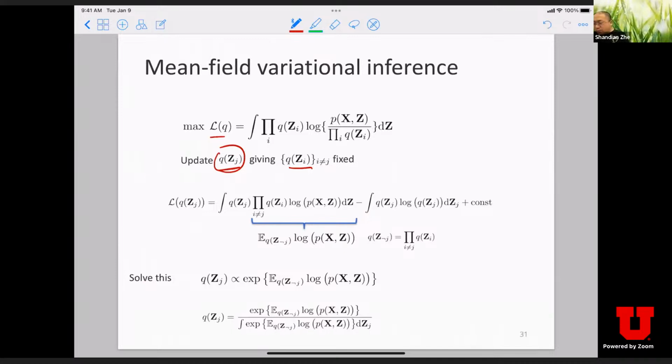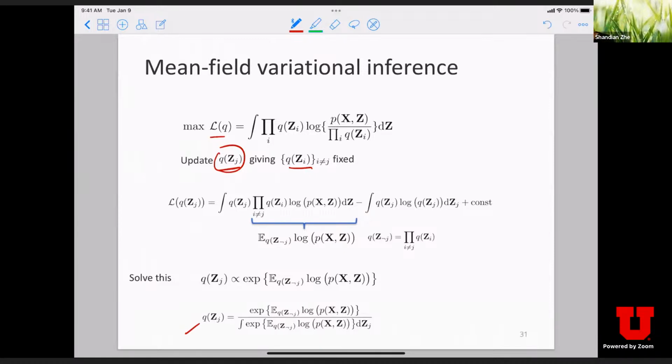So there are two ways of doing this. One is using a functional derivative, where you set the functional derivative with respect to Q(Z_j) to be 0. It is fairly easy to get our updating rule. But I'm not going to talk about that because we need to know the definition of the functional derivative. I'll now introduce another, more straightforward way to look at this. It's very natural to get the optimal update of Q(Z_j), given all the other Q(Z_i)s fixed.